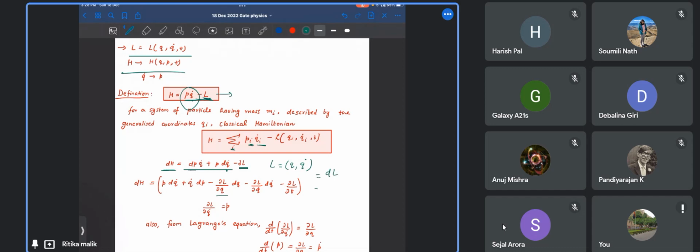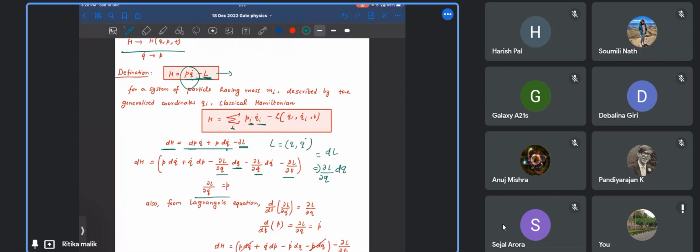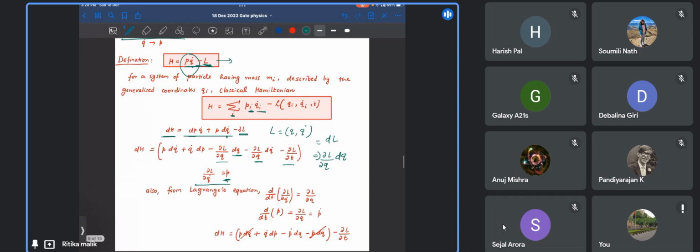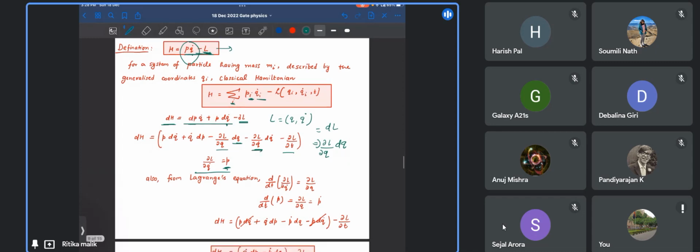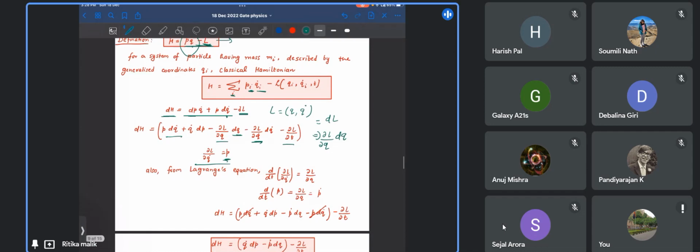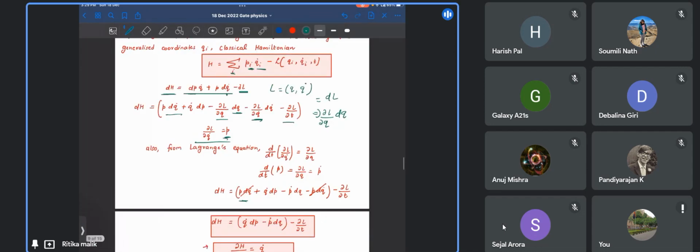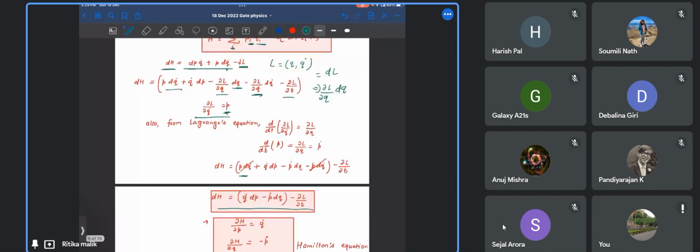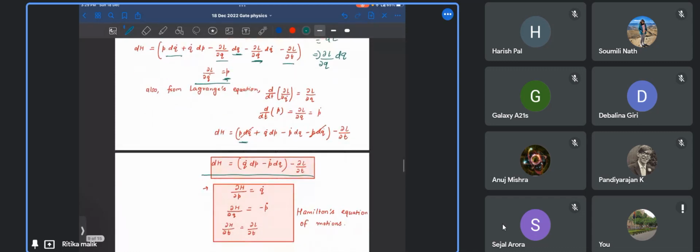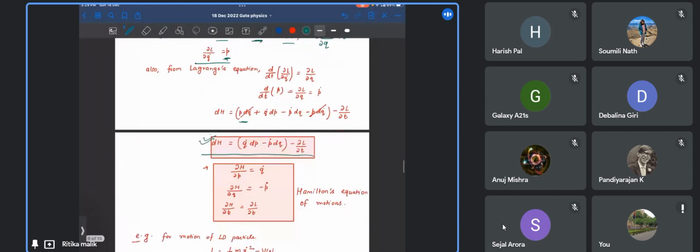If you calculate dL, that means you have to calculate with respect to q, that will give you p q, and then with respect to q dot also. And if you know that del L by del q dot is given by your generalized momentum, you replace this term here. This will cancel one of the terms in your dH. So your Hamiltonian will become like this. And these are your Hamiltonian equations. If you take your dH and differentiate with respect to p, you will get q dot.